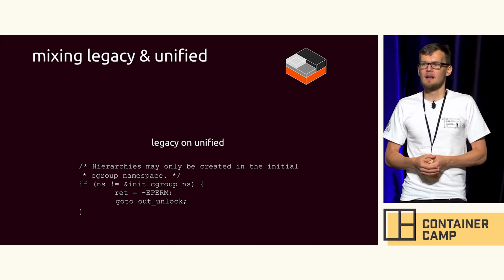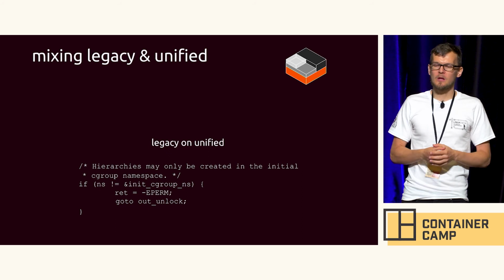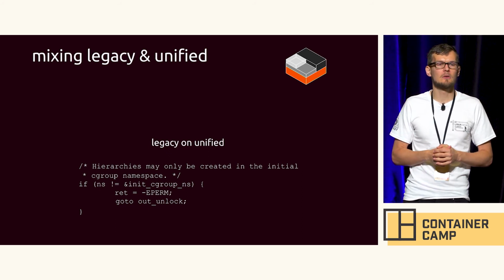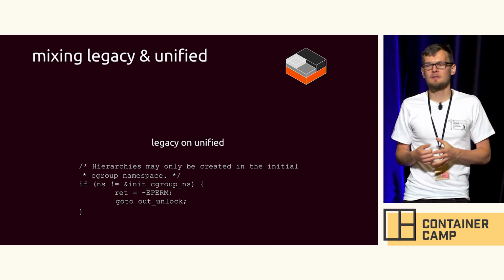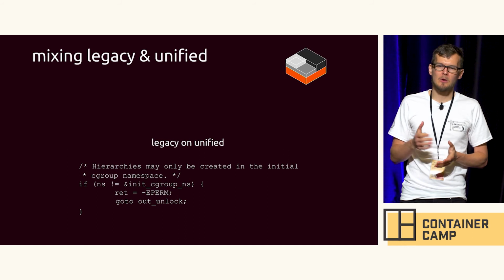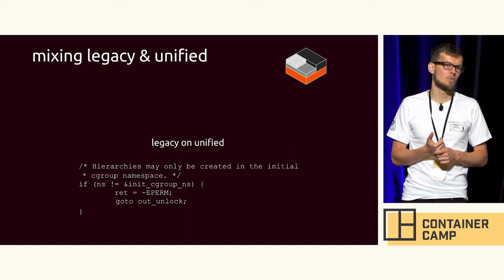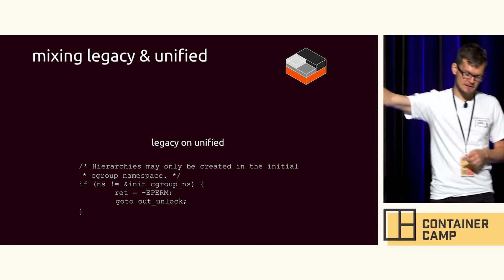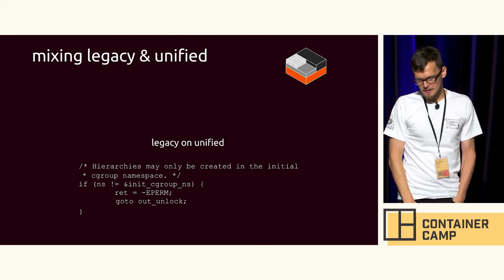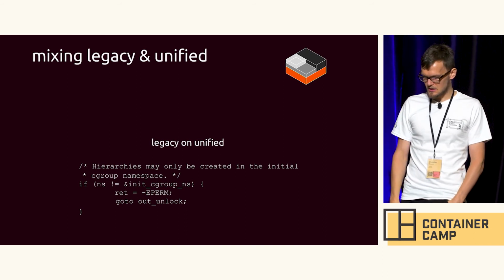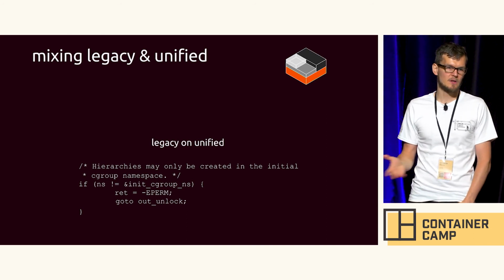You can try it. For example, boot a system where you don't have the CPU set controller or the memory controller enabled and mounted, spawn a container in a new user namespace, new mount namespace, and so on, and try to mount this controller from inside. Won't work. There's a restriction. This is the piece of kernel code that basically says hierarchies may only be created in the initial Cgroup namespace, so if the current namespace is not identical to the initial Cgroup namespace, return EPERM. You won't be able to mount it.